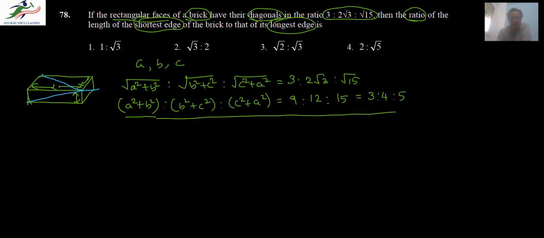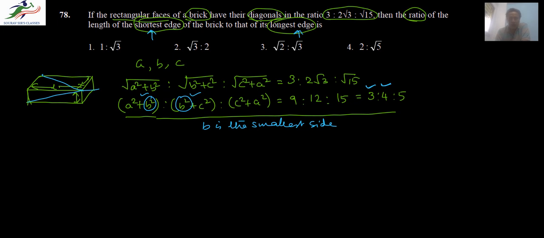Now we have to understand which is the shortest side and which is the longest side. How do we do that? In order to do that, we see which are the two smallest numbers. The two smallest numbers are 3 and 4, and they are coming from the first two terms. What is common in the first two terms? It is B square. So B square contributes to the smallest two numbers, and hence B is the smallest side.